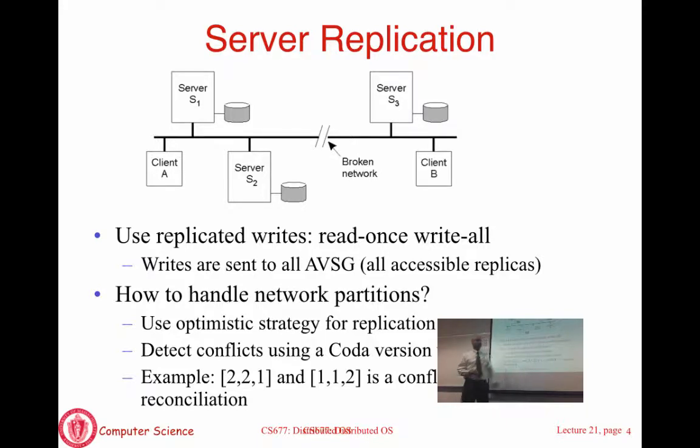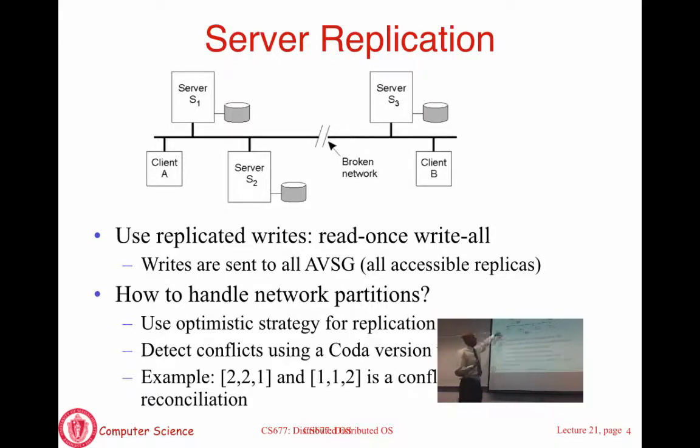That is what we call read once, write all. So this is an example of a system that uses the same idea from a quorum-based protocol where every write to a file is sent to all the volume replicas. So now when you want to read, you can go to any one of them and you're guaranteed that they are the most recent. Barring network partition, of course.